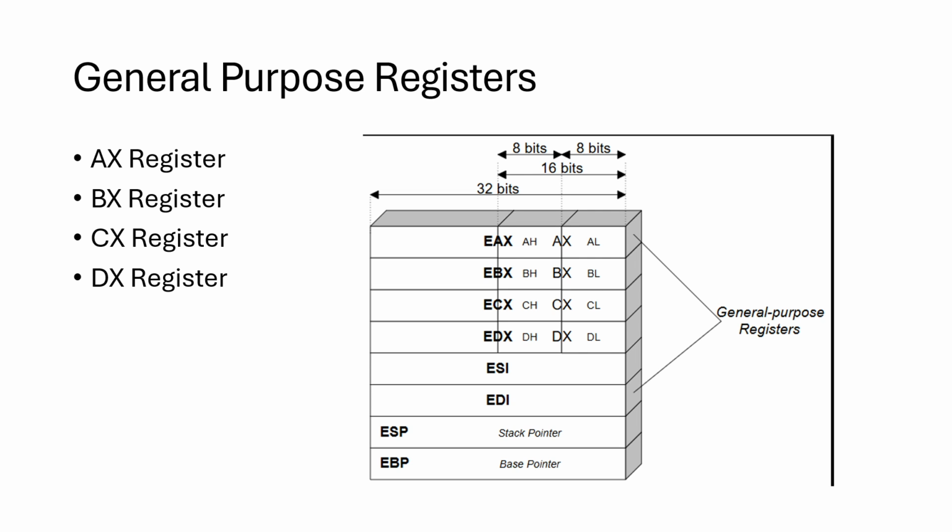Talking about the AX register, AX is the primary accumulator and it is used for operations involving input, output and most arithmetic operations. So typically we can use it for multiply, divide, addition.